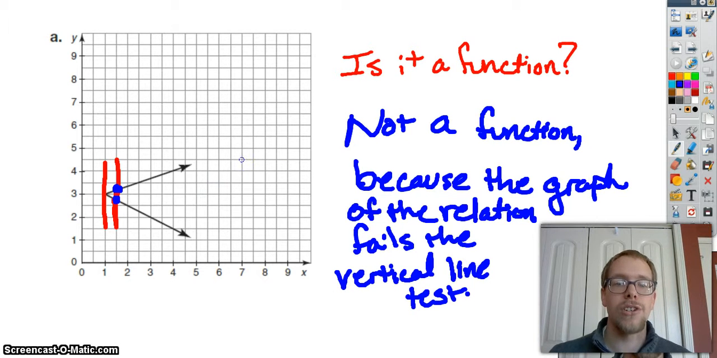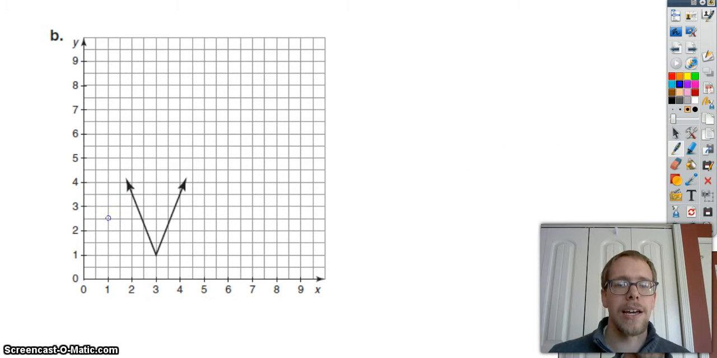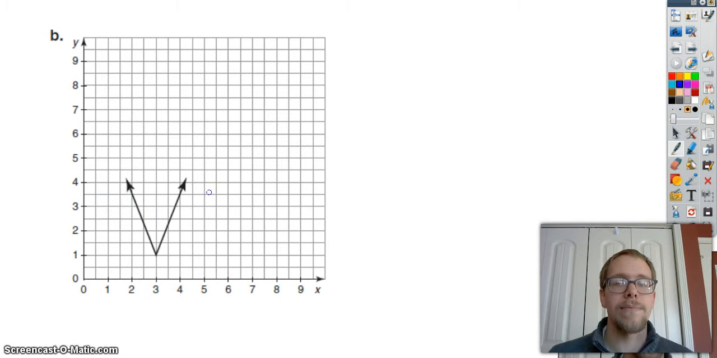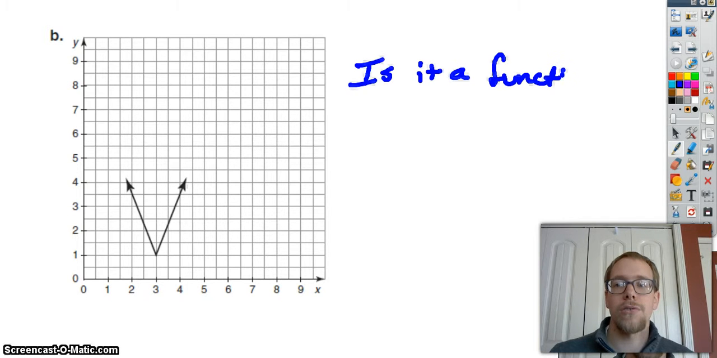All right, so is it a function? No, this is not a function because it fails the vertical line test. Now, how about this one? That last one looked like a sideways V. This one looks like a right side up V. In fact, this looks to be the graph of an absolute value equation, okay? Or an absolute value relation. Now, the question is, is it a function? Well, let's draw some vertical lines.